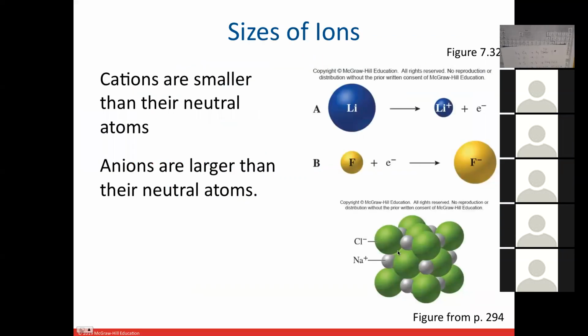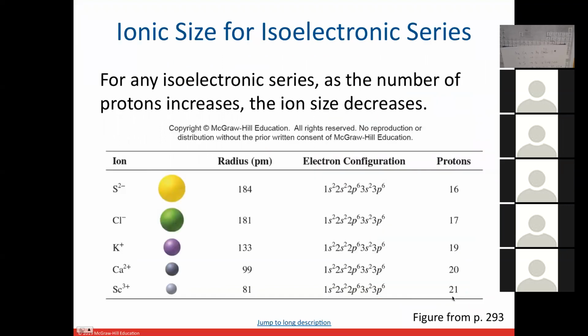Anyways, in the sodium chloride crystal, the sodium ions are really small and the chloride ions are really big, right? And that's why they tend to pack the way they do. You can also predict size for isoelectronic atoms. For any isoelectronic series, as the number of protons increases, the size decreases.